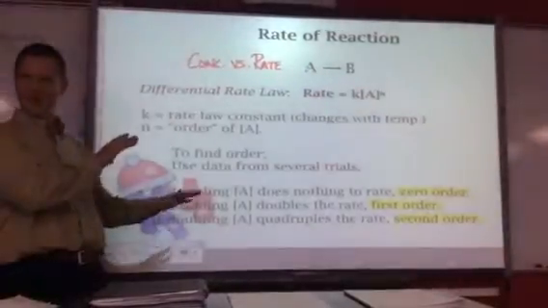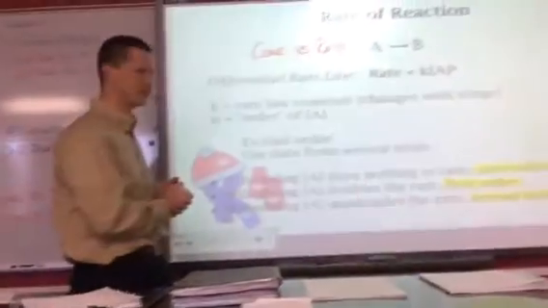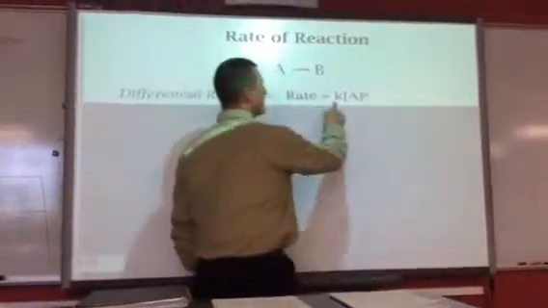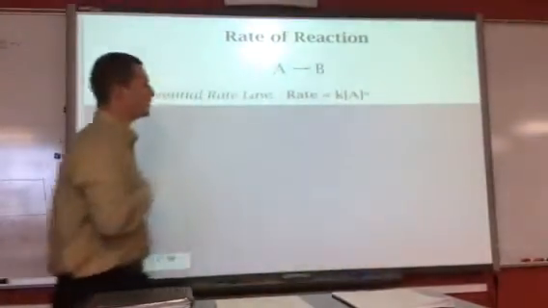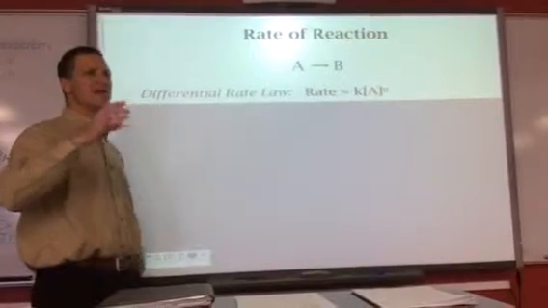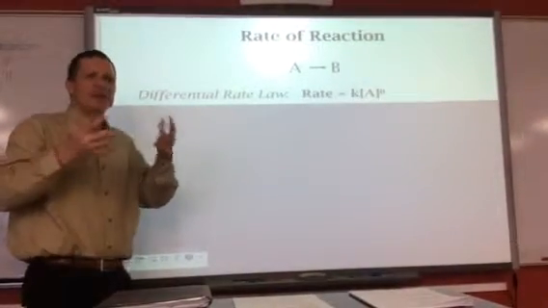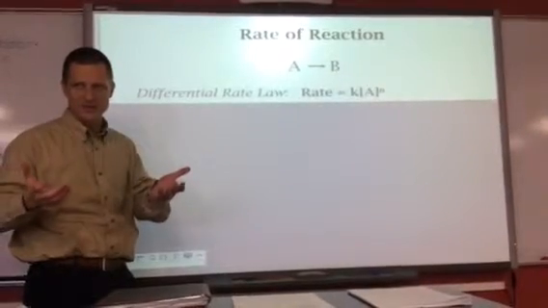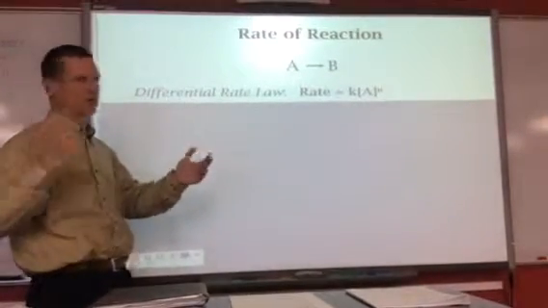Everybody good with this slide? I have one other slide for you, then we just talk about the units on k and we'll quit. I just want to mention the value of k. I mentioned yesterday that k tells us how fast the reaction is. If you have a high k value, that means the reaction's fast. If you have a low k value, the reaction's a slow reaction.